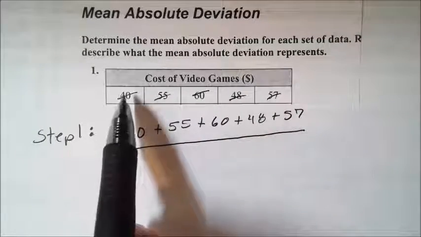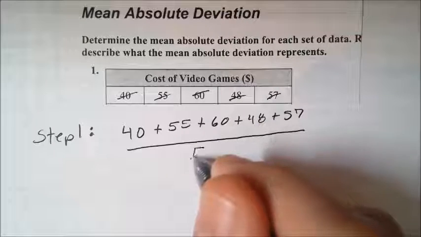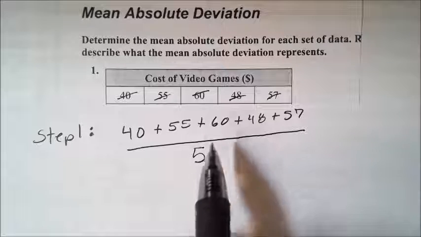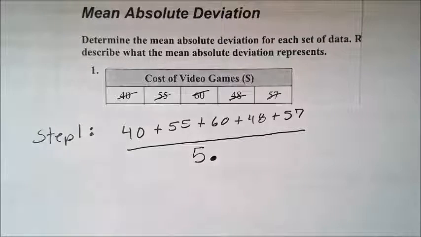Once we got these numbers added up, we're simply going to divide them by the amount of numbers that we added. And we added 1, 2, 3, 4, 5 numbers. So we're going to divide by 5. Make sure you put a decimal after the 5. That way if it's a fraction, it'll automatically convert it to a decimal. And let's go ahead and go to our calculator and put this in.